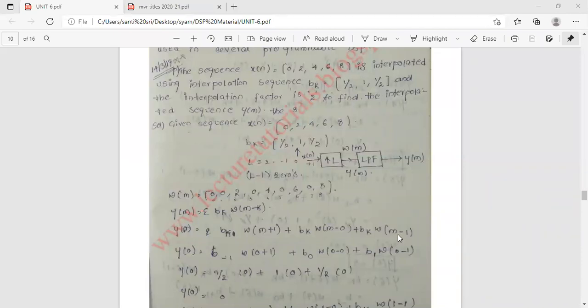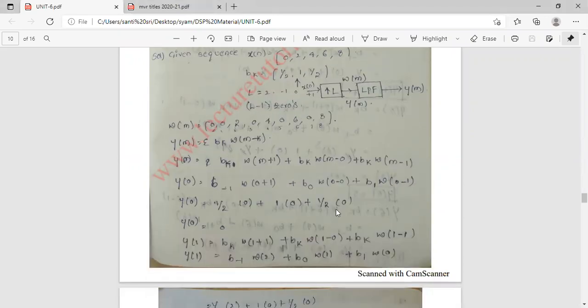Right? So if m is 0, then it will become b of minus 1 into w of 0 plus 1, b of 0 into w of 0 minus 0, that is 0, and b of 1 into w of 0 minus 1. So it will become b of minus 1 into w of 1 plus b of 0 into w of 0 plus b of 1 into w of minus 1, right? So b of minus 1 value is 1 by 2 into w of 1 value, which is 0.